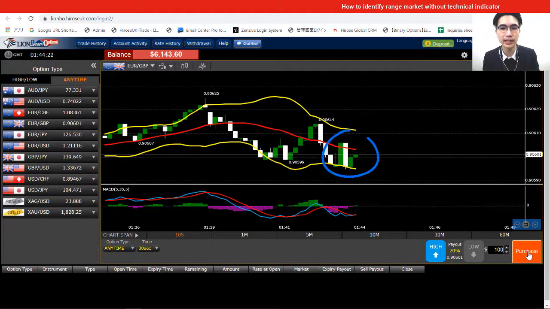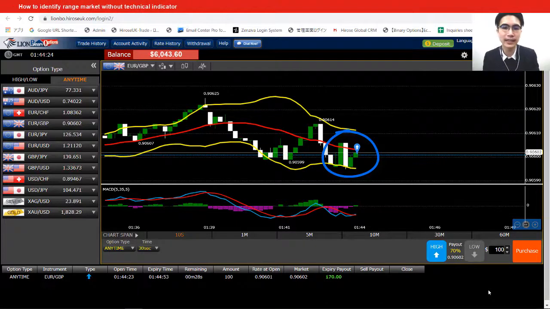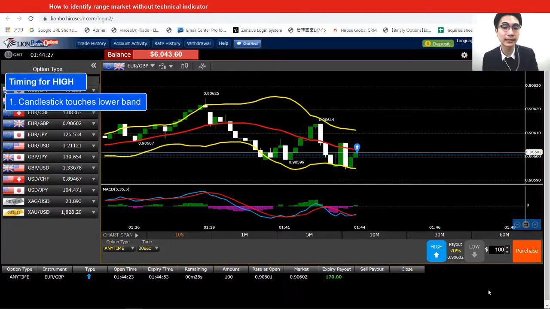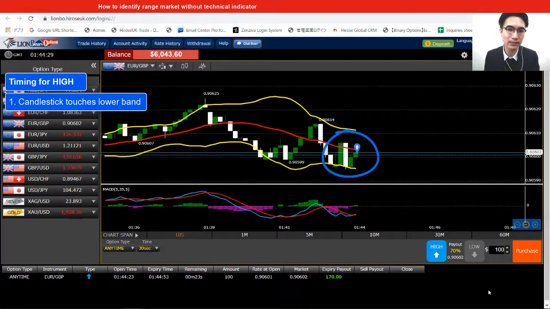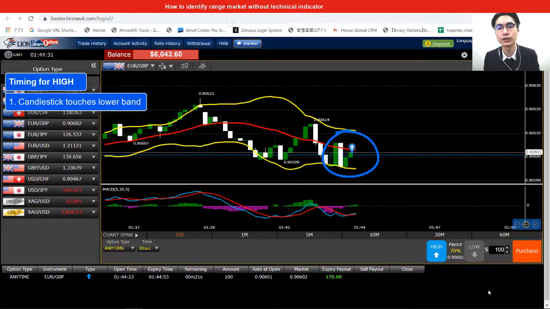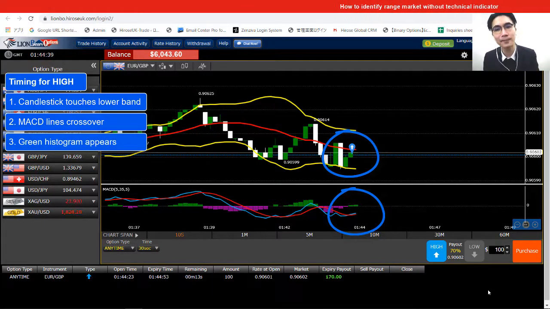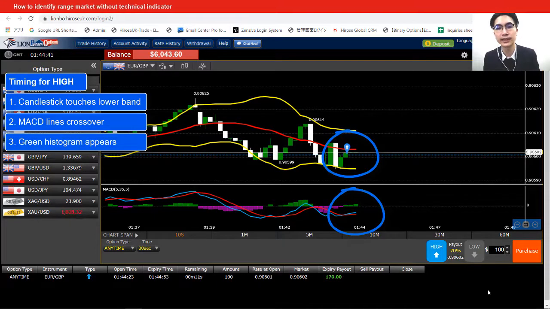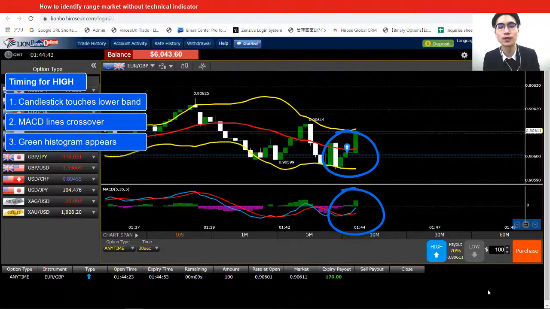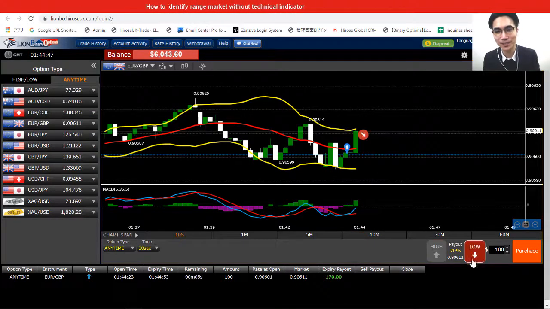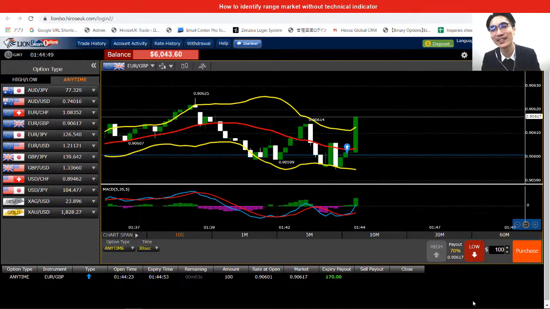We place a trade here. Okay, so placed at the high. The candlestick touches the lower band, and that is a bullish indication from the Bollinger Bands. And then we move on to the MACD. The MACD crossover gives me a green histogram. So that's the second bullish indication. So that's why I opened a trade right there. So now the price just shoots up all the way, and I'm pretty sure I'm going to get this one here.